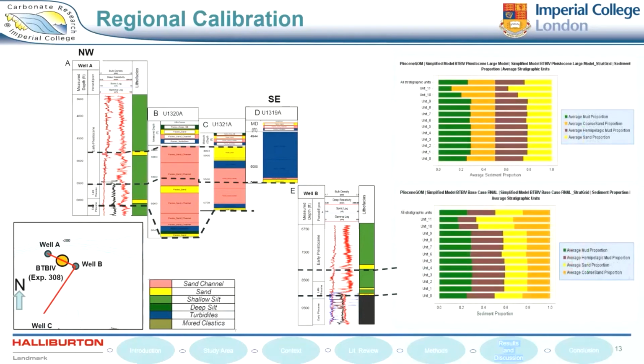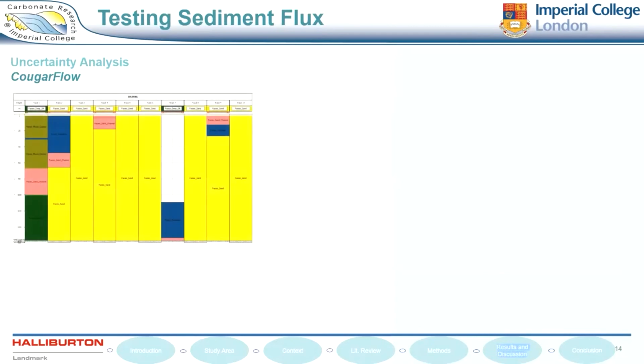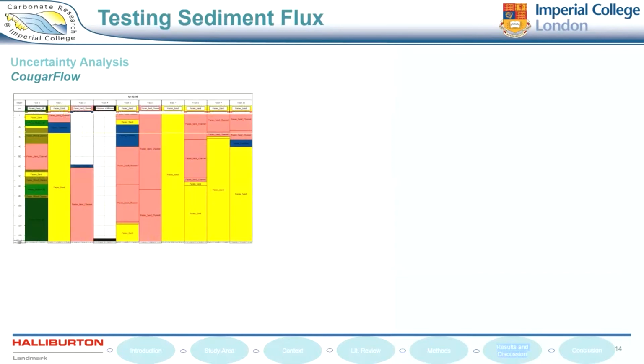So you can see again the average sediment proportions between the large and the small model, and this is shown more clearly. You can see an increase in coarse sand and sand at 22,000 years ago between units 10 and 11. So the Cougar flow analysis of the testing of the sediment flux can be shown below. So these are the three 308 wells. You can see that whilst there is a difference in resolution, the thicknesses are relatively similar.